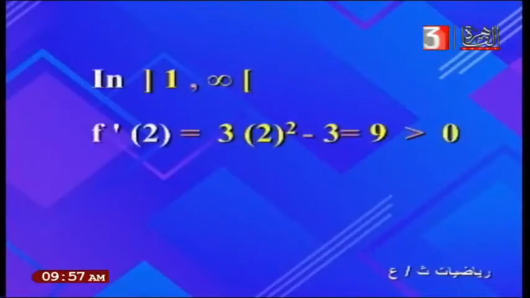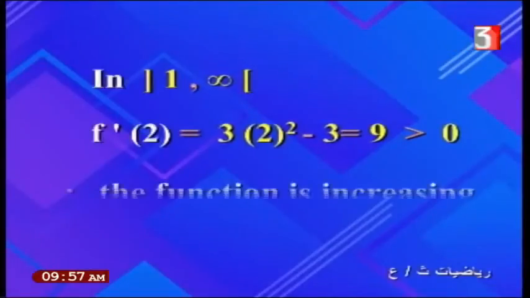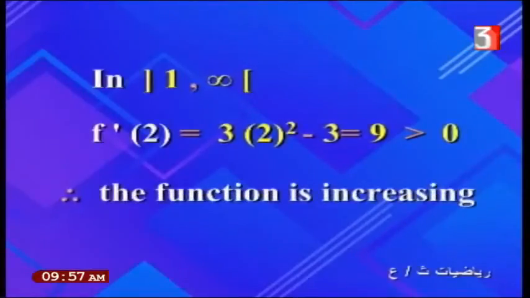The last interval, 1 to infinity, open. We choose a number like 2 that belongs to this interval and substitute in f'(x). Then f'(2) equals 3 multiplied by 2^2 minus 3. 3 multiplied by 2^2 equals 12, minus 3 equals 9. 9 is a positive value greater than 0, then the function is increasing in this interval.